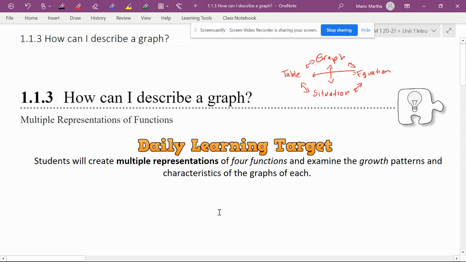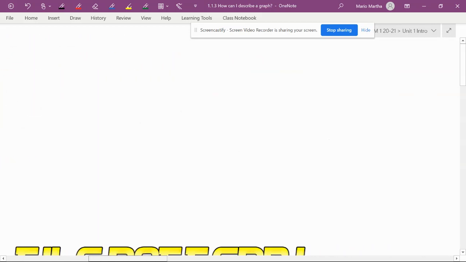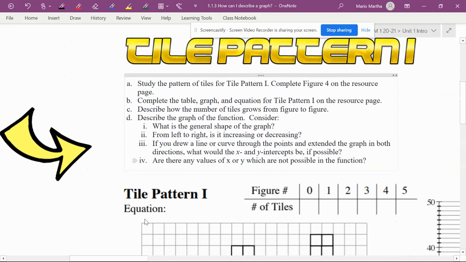So make sure you have your notebook out, copy today's learning target, and also copy the lesson title. The learning target for today: students will create multiple representations of four functions and examine the growth patterns and characteristics of the graphs of each.